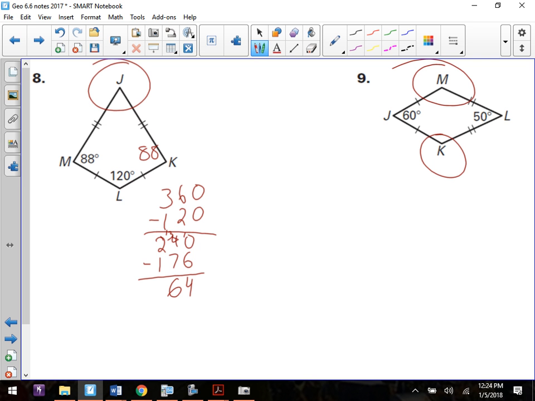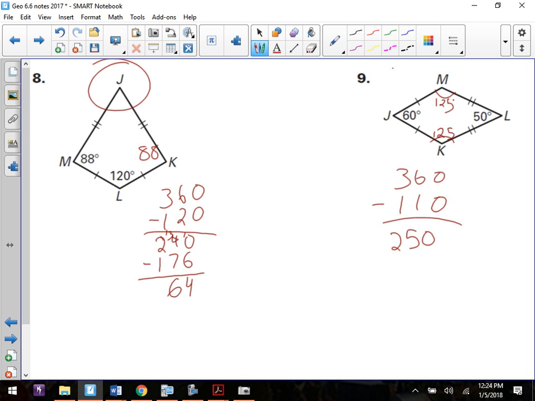Same thing here. In this one, you're trying to figure out M and K. These guys are going to be the same angle, aren't they? Yeah. So what's 50 and 60? 110. So we take 360, back out the 110. What are you left with? 250. To figure out what those both are going to be, you just cut that in half, which is good, very good. You get 125. So even though the kites have a lot of properties, you're only using really one of them or so at a time.